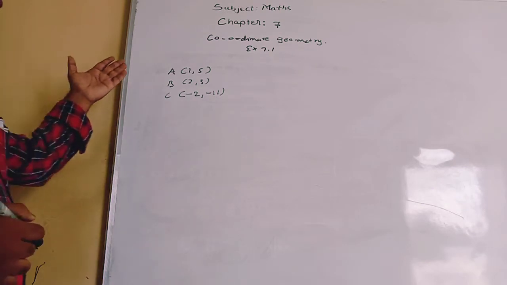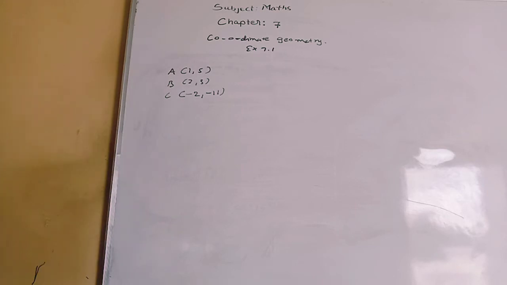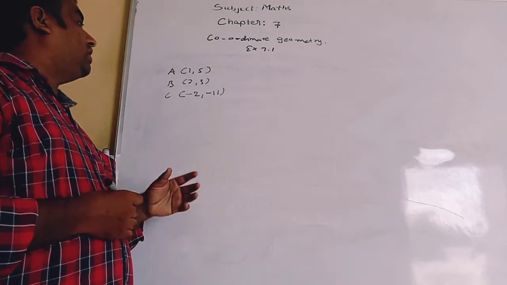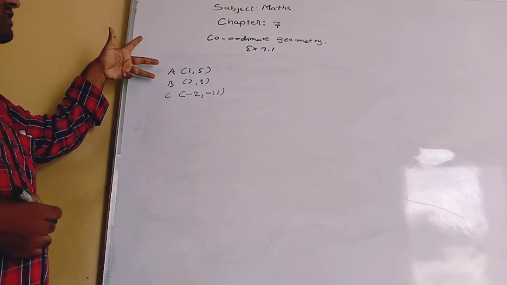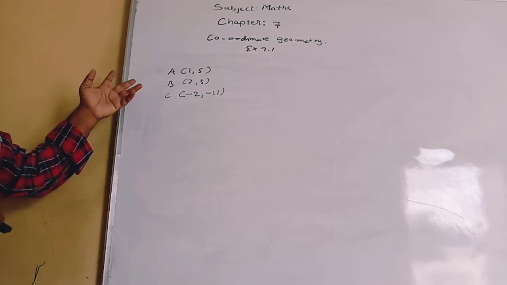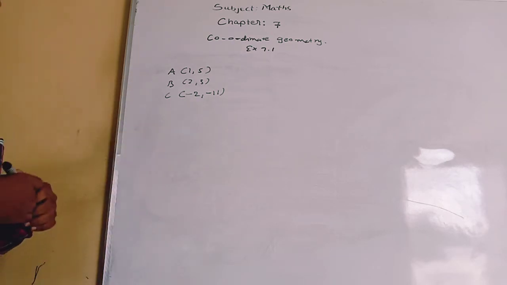Now we are given question 3: A (1, 5), B (2, 3) and C (minus 2, minus 11) are collinear points or not. So we know that we will find three distances AB, BC and AC. If the addition of the two smaller answers is equal to the larger answer, then we can say that they are collinear.